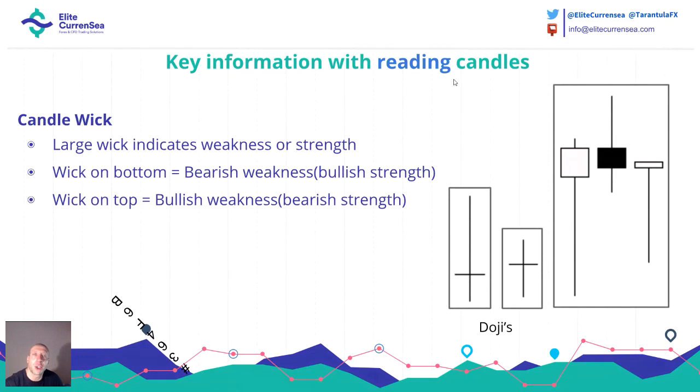The key information with reading candles is a candle wick. A large wick indicates weakness or strength. A wick on the bottom is bearish weakness. A wick on top is bullish weakness. What you see here, guys, is the base of my entries for Camarilla MACD MTF.